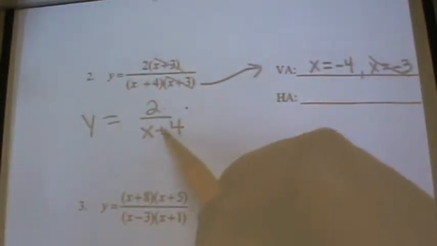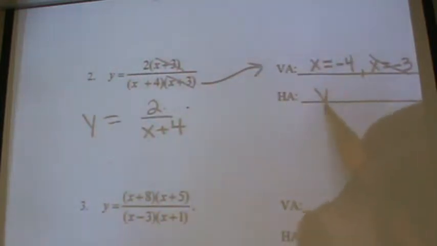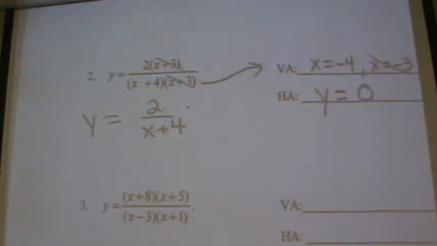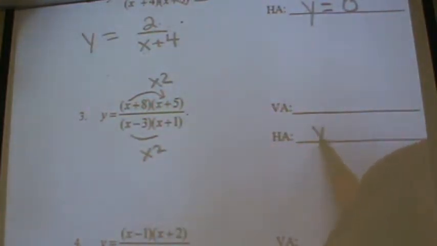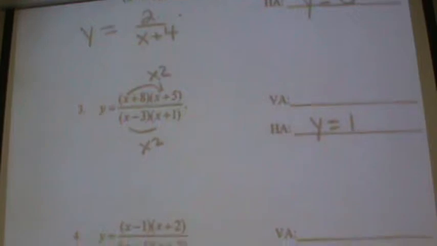How about this one? This is bottom heavy, right? Yes. What's this one gonna be? Y equals... number 3, 1. x squared, y equals 1. Number 4, same thing. Number 5, same thing. And number 6, same thing.